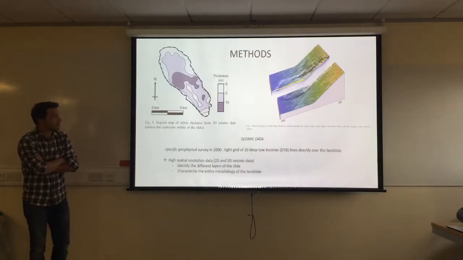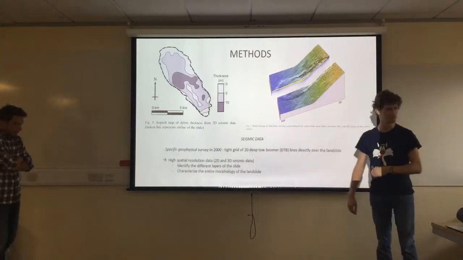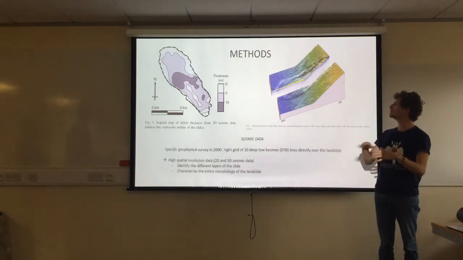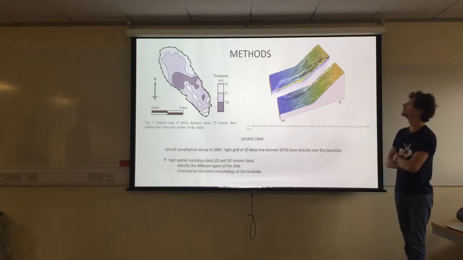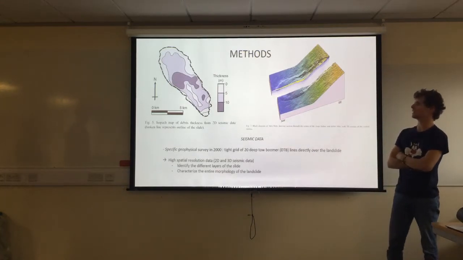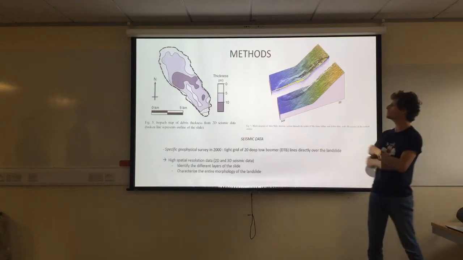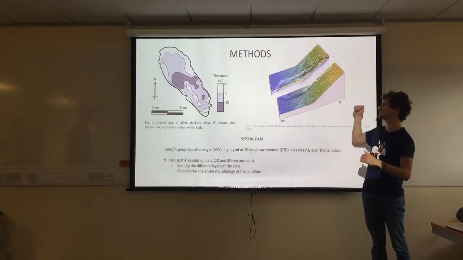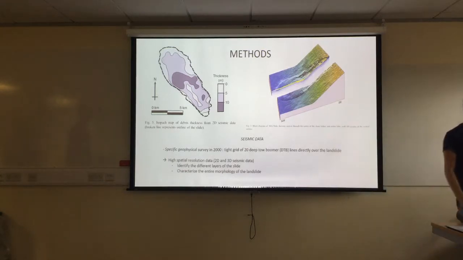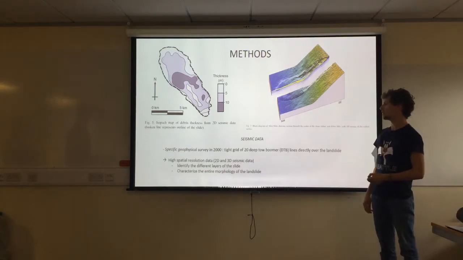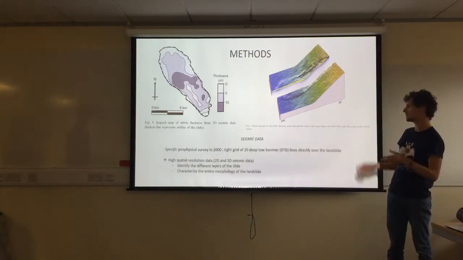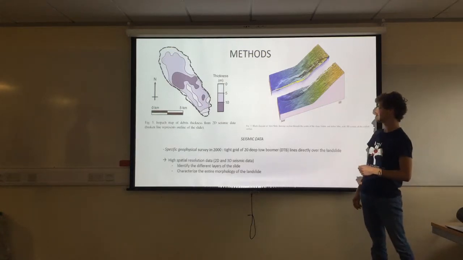Okay, so what kind of methodology can you use to study this kind of geohazard? First of all, when we have a bathymetry, so the general altitude of the sea floor, we can use seismic methods to go deep into the landslide and to see the different layers of the landslide and the componentry of the landslide. So yes, we can use seismic data to have high spatial resolution data in 2D and 3D, in order to identify the different layers, and as well to characterize the entire morphology of the landslide.